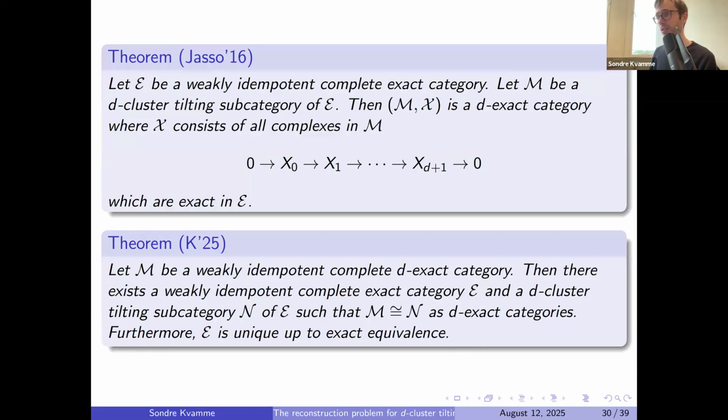The second part of the theorem is that this ambient exact category E containing N is unique up to exact equivalence. And it's not only E that's unique, but the pair (E, N) is unique. Meaning that if you had any other pair (E', N') satisfying this condition, then you would have an exact equivalence between E and E', which restricts to an equivalence between N and N'.